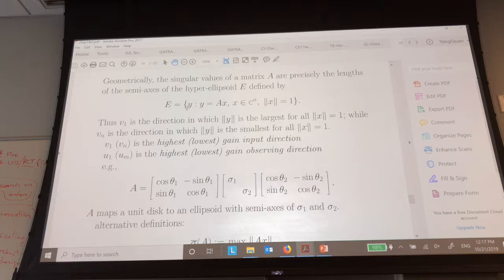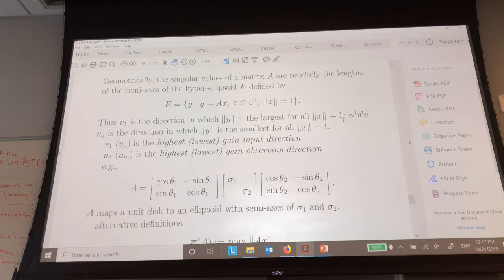Not a unit circle, but a unit hypersphere, or ellipsoid. So in that sense, v1 is the direction in which y is largest. For all x with norm one, the largest y is in the direction v1.